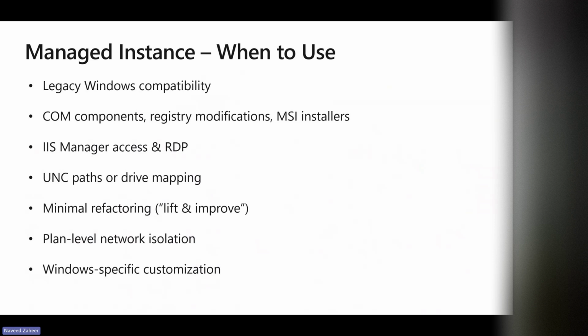Now, very important, when to use it. When you need legacy Windows compatibility, you have COM components, you have registry modification, things like that. UNC path. You want to just do lift and improve. You don't want to make any code changes. Windows specific customizations are needed. That's when you need the managed instance.